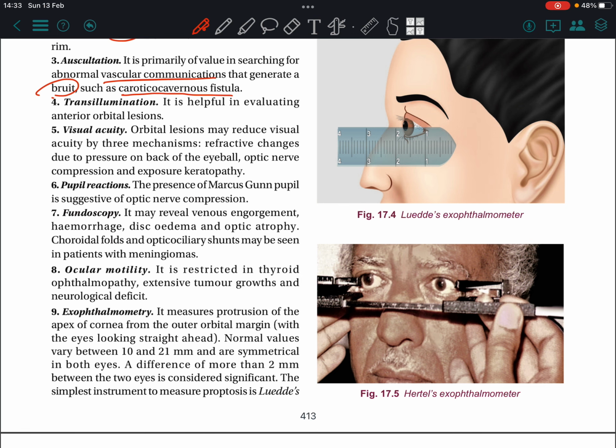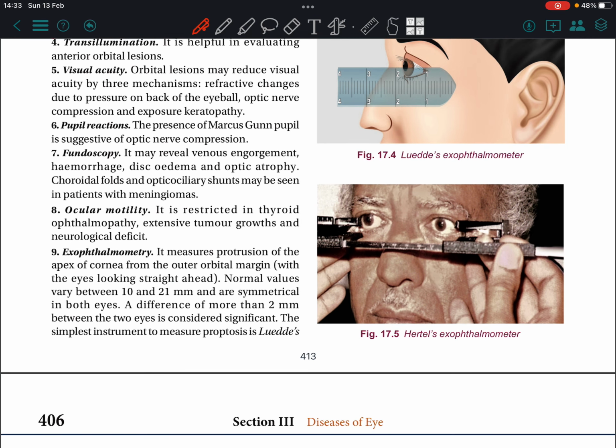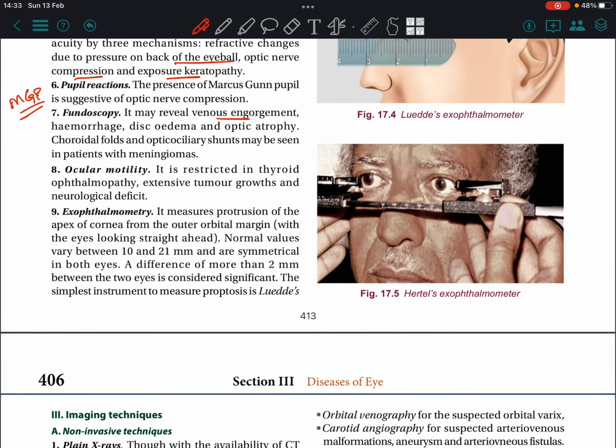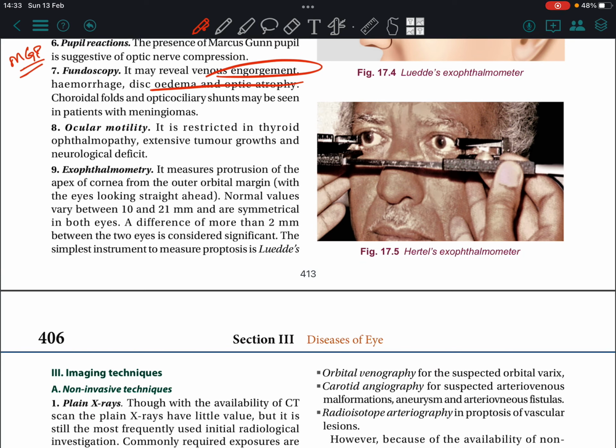Visual acuity: the orbital lesions may reduce the visual acuity. Refractive changes due to pressure on back of eyeball, optic nerve compression, exposure keratopathy. Pupil reaction: Marcus Gunn pupil is suggestive of optic nerve compression. Fundoscopy may reveal venous engorgement, hemorrhage, disc edema, optic atrophy. Ocular motility is restricted in thyroid ophthalmopathy.